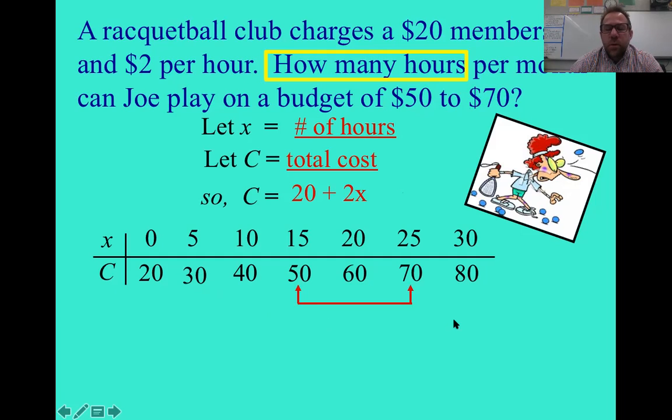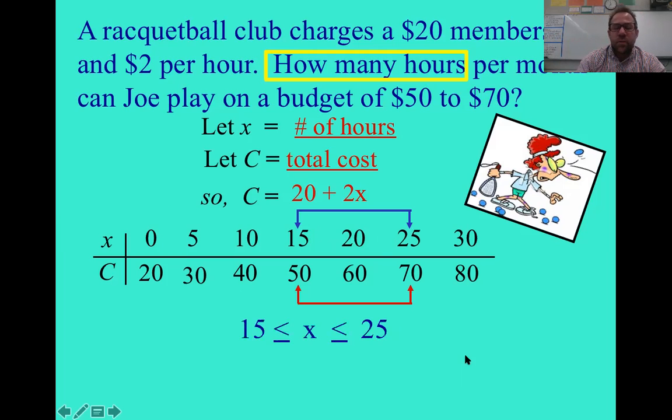That's the space that he has. So how many hours is that? That's between 15 and 25 hours. If I was going to write an inequality for that, it's between 15 and 25. So what would that look like? This is an in between, right? We want everything in between those numbers.